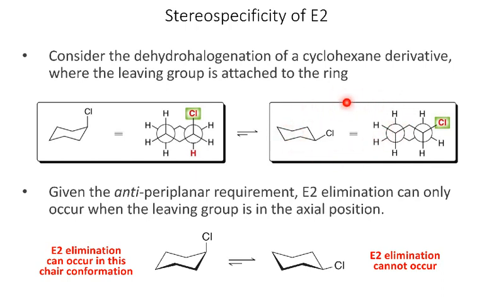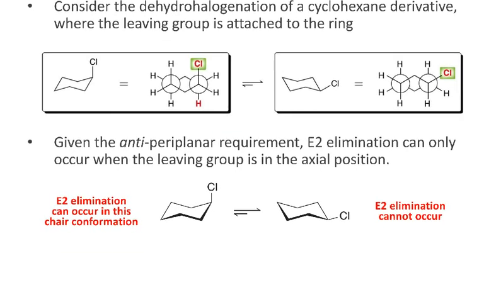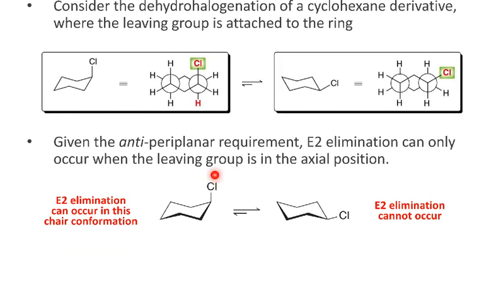And so from this conformation, we can't have an E2 reaction when the leaving group is in an equatorial position. It's not anti-periplanar from a hydrogen atom, and so we can't get E2 elimination from this conformation. So we can get E2 when they're axial, we can't get E2 when they're equatorial.